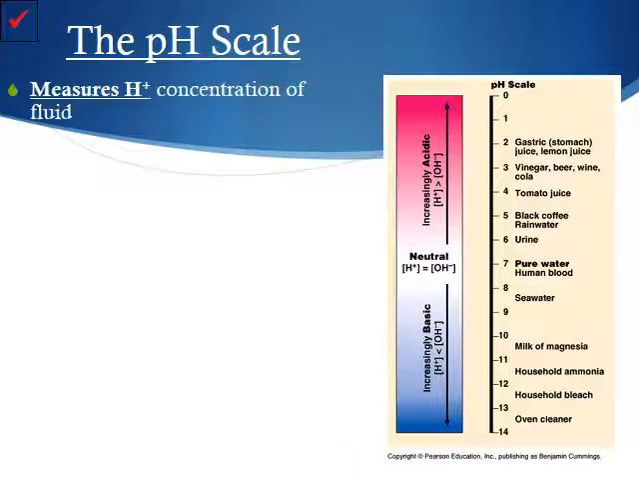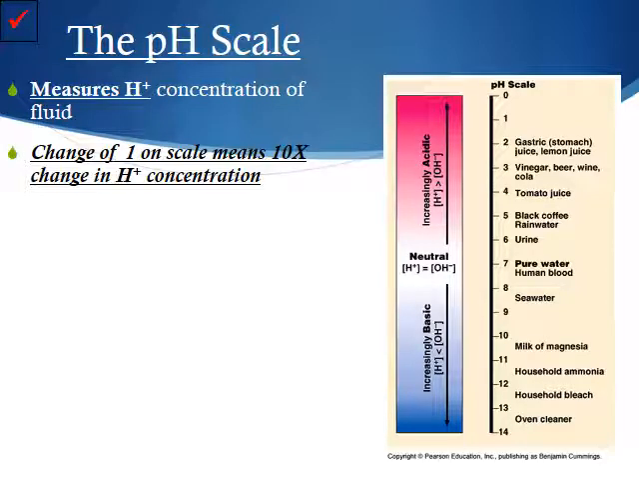The pH scale. The pH scale measures the hydrogen ion concentration of a fluid. So a change of 1 on the scale means a 10 times increase in the amount of unbonded, free-floating hydrogen ions inside the solution. Let's take a look at pure water or human blood. It has a pH of 7. As we go down the scale, decreasing from 7 to 0, this means it's more acidic.